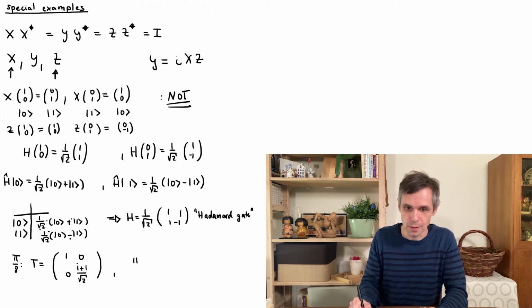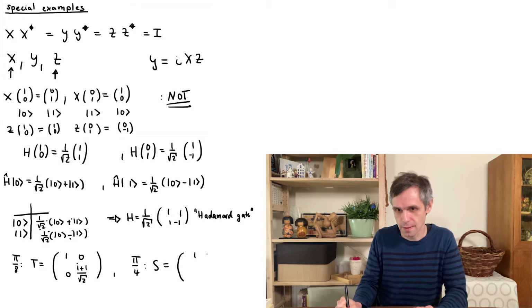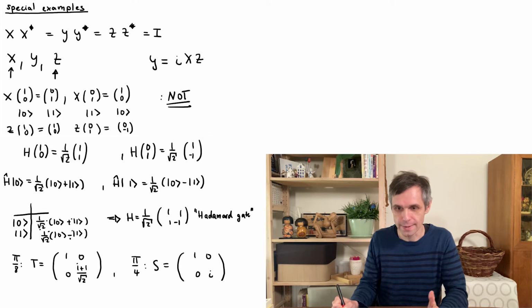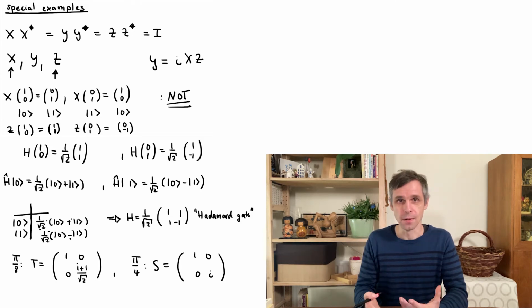And the so-called pi over 4 gate S, which is a similar diagonal matrix, but simply now with i in this lower right entry here. So these are all the single qubit gates that we need in this course, and it can indeed be shown that any of these continuous single qubit operations can be well approximated by combining these ones here.